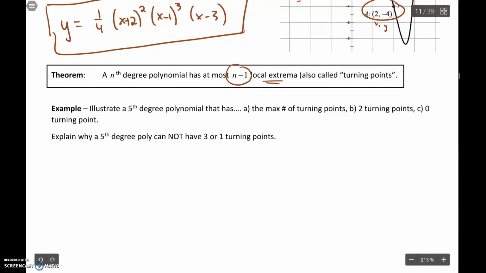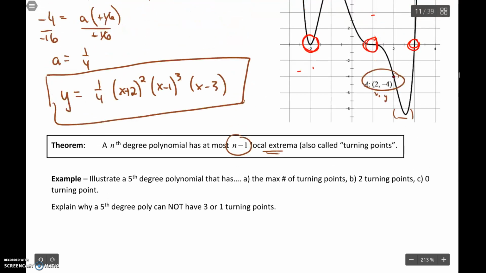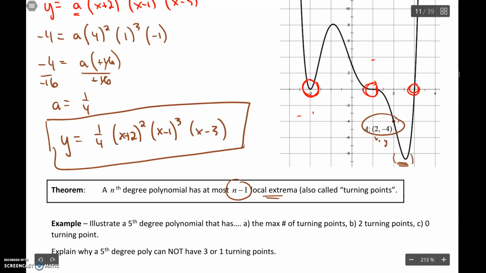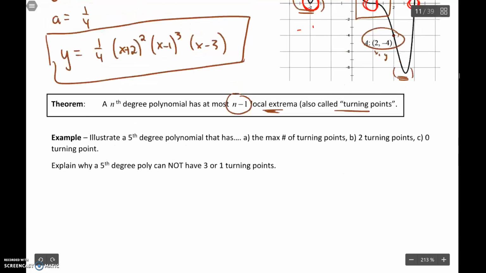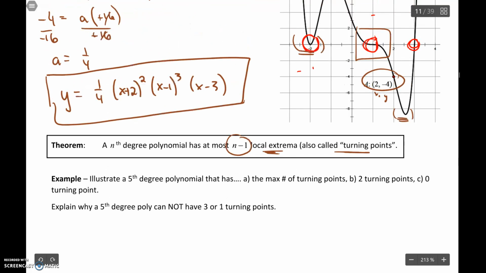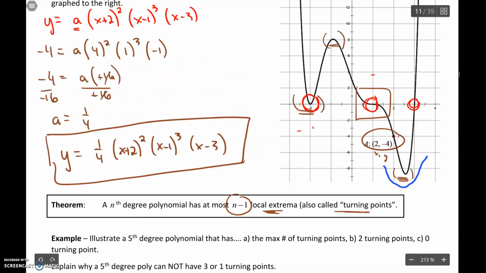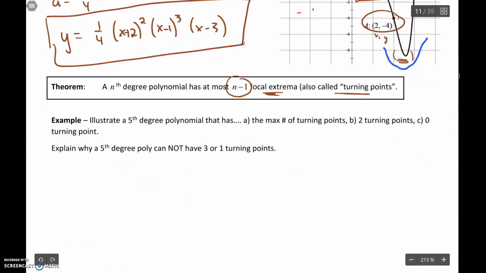If you remember, local extrema were things like this. This is a local minimum. This is a local maximum. This is a local minimum. This would not be either of those. Sometimes we call these local extrema turning points. That should kind of make sense. The function turns from decreasing to increasing. Function turns from increasing to decreasing. So these are also called turning points.